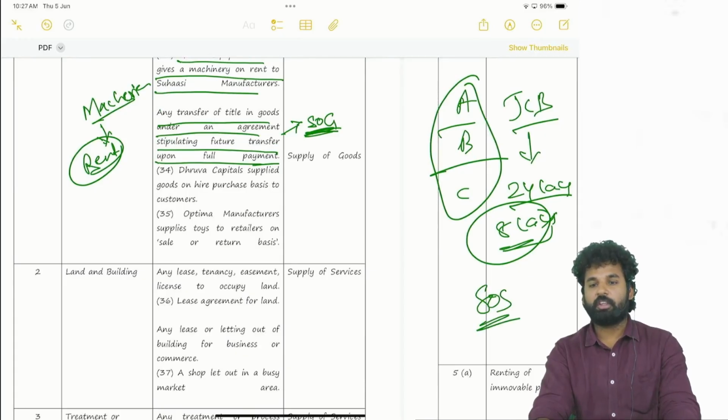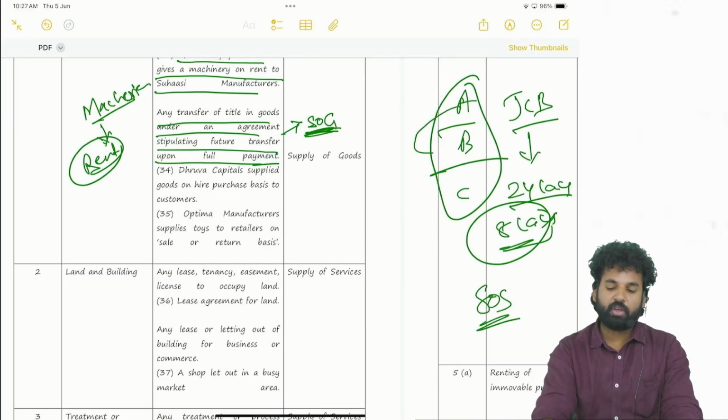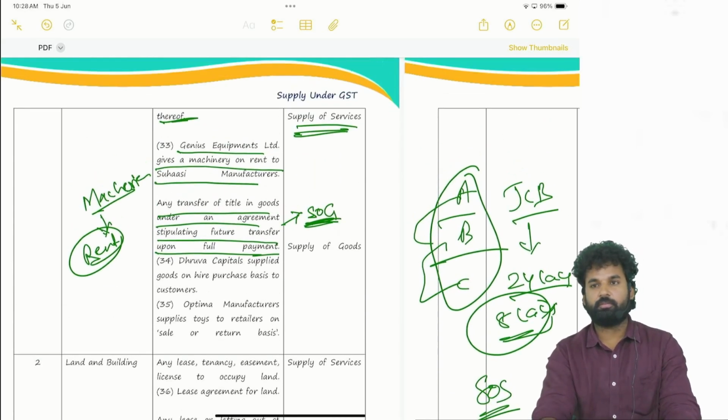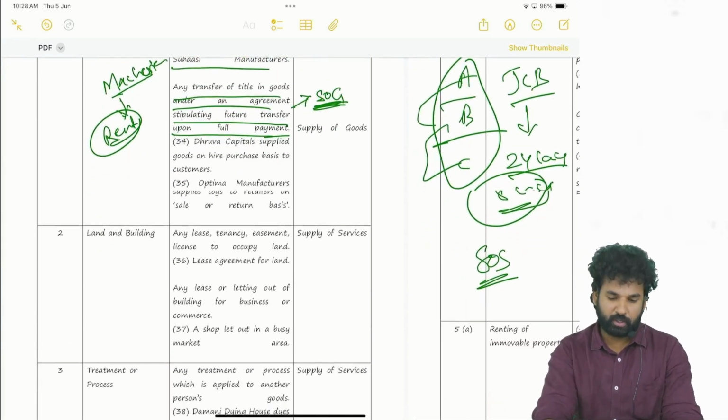See, if A wants to exit, he has to give to B and C. So what is he giving there? He is giving the share there. Undivided share. He cannot split the JCB. So that's why there is an undivided share there. So whenever there is a transfer of undivided share, it shall be treated as supply of service. Right. Okay.